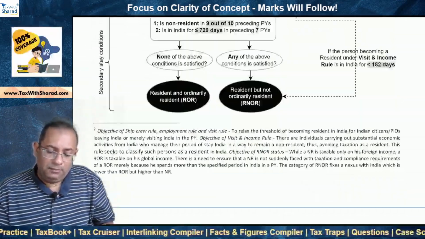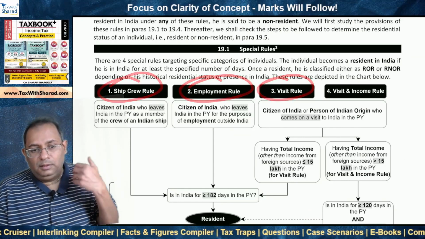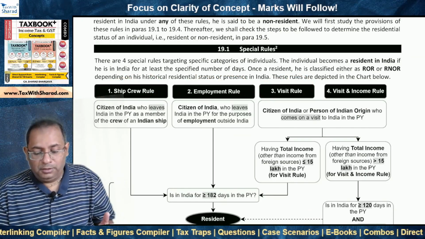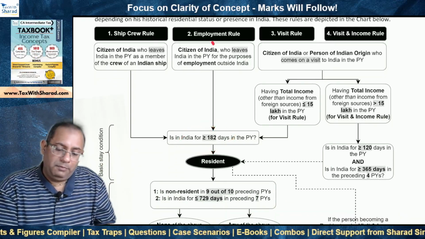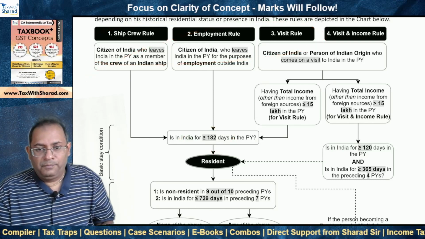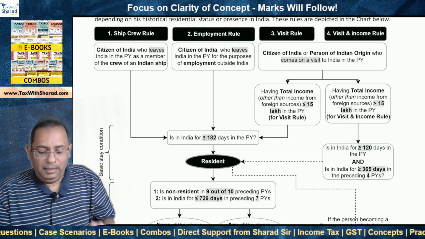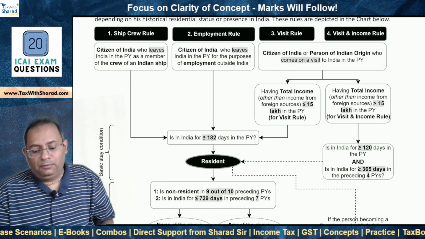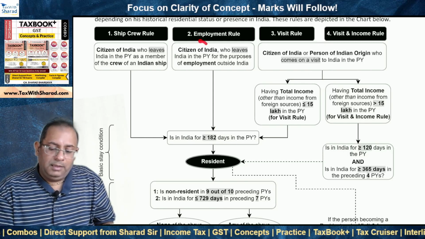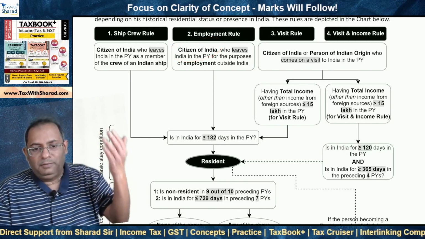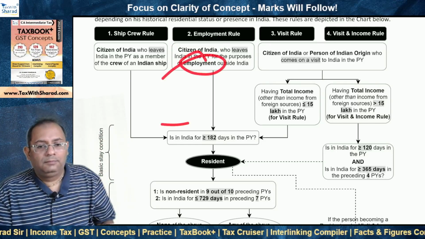See, for example, these special rules. These special rules actually give the advantage to a person by raising the threshold of becoming a resident to 182 days. If these special rules were not there, the person would have become a resident even if the person was not there for 182 days or more in the previous year. For example, there is a citizen of India who has been in India throughout, and for the first time he is going out because he has got a job in the US.